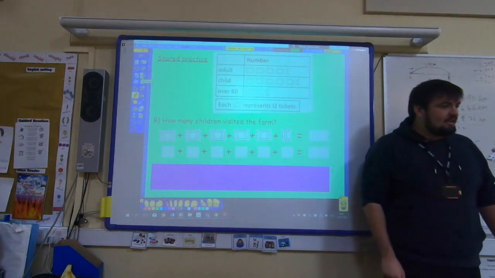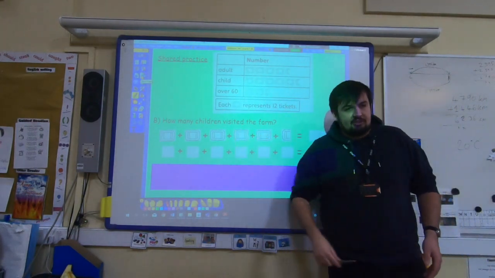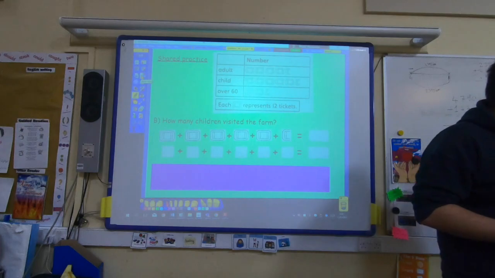What we can do is this. 2 times 12 equals 24. And then 24 add 6 equals 30. Okay? We're going to have a go at another one. You saw what I did last time. This time it's a little bit harder because this time I want to know how many children visited the farm.